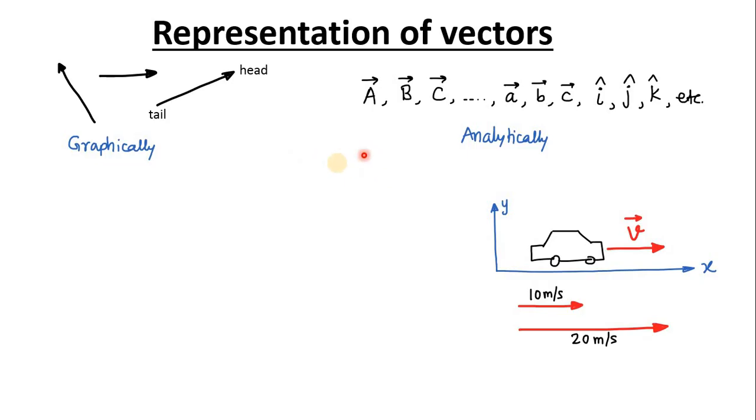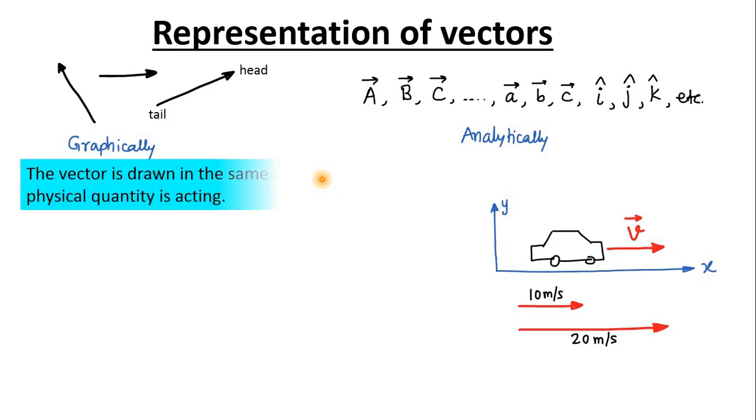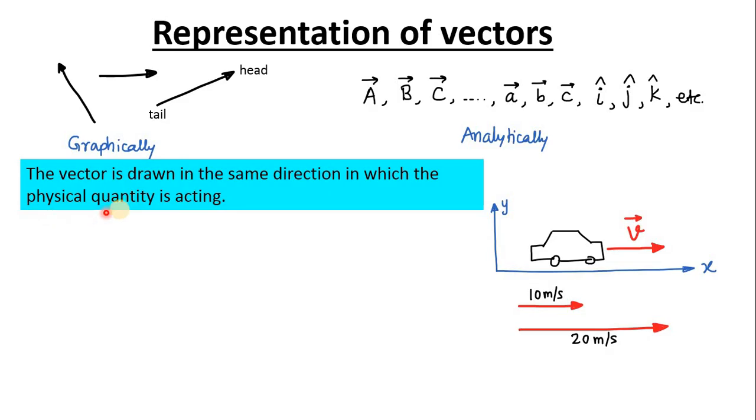Now the question arises: in which direction do we have to draw these arrows? It is very obvious that the vector is drawn in the same direction in which the physical quantity is acting. For example, see this picture here. In this diagram, the car is moving along the positive x direction. So the v with the arrow represents the velocity vector. The velocity vector of the car must be directed along the x direction, in which direction it is moving.